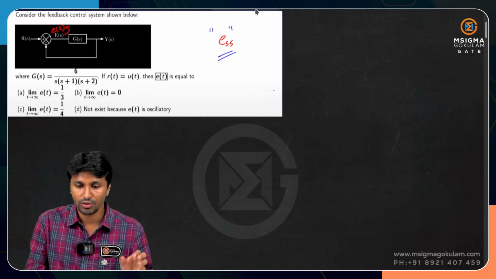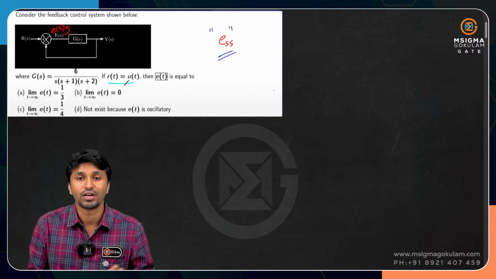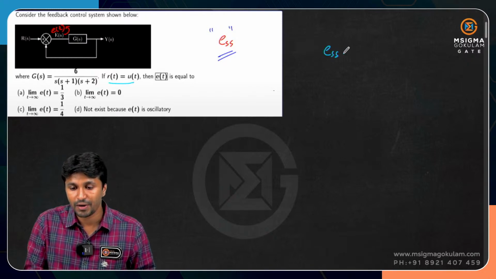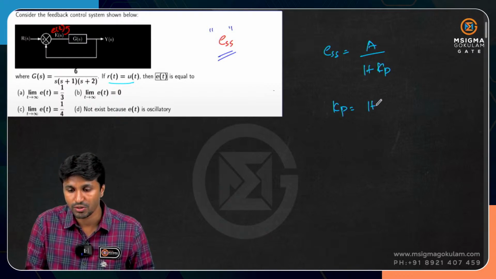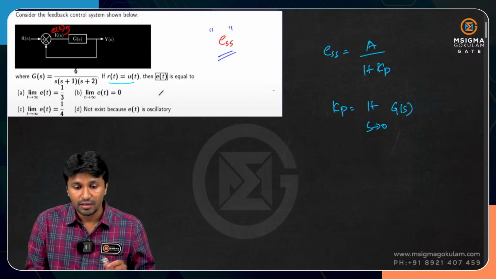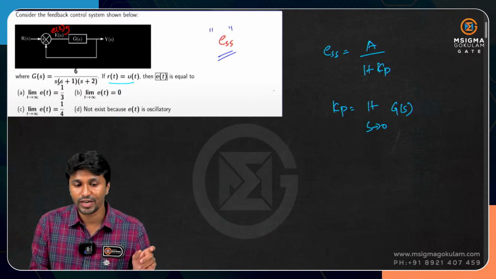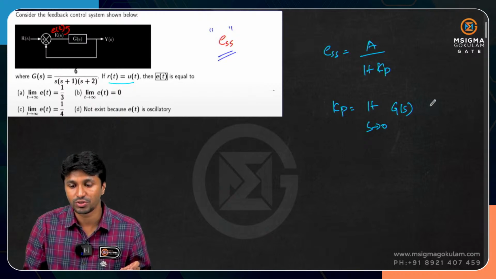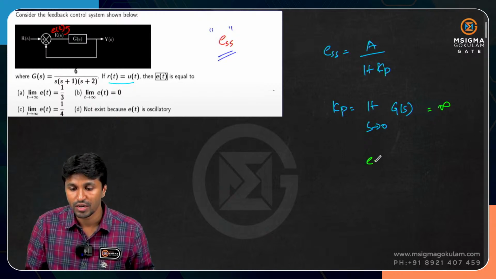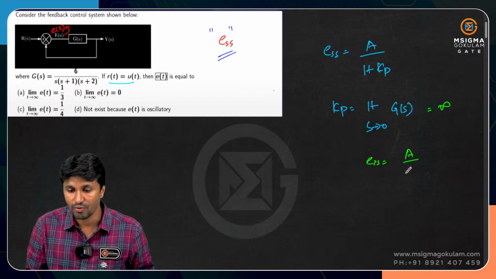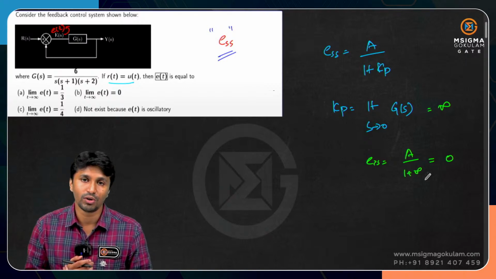So for the step input, what students normally do, since they have asked for step input, is directly apply the steady state error formula, that is A by 1 plus Kp, where the position error constant Kp is equal to limit s tends to 0 of G of s. Since the given function is of type 1, this is a type 1 system. Therefore limit s tends to 0, G of s will be equal to infinity. So the steady state error will be A by 1 plus infinity, which will be equal to 0.